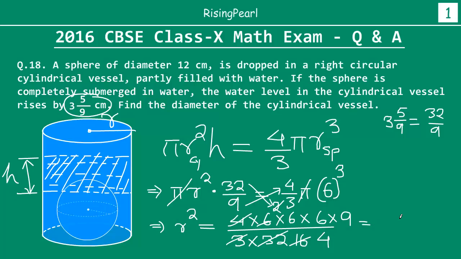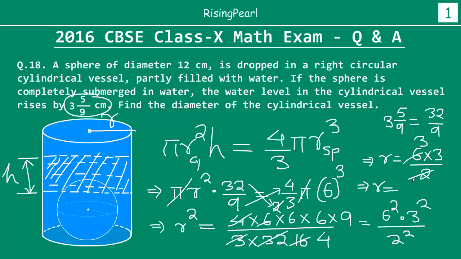So we have 6 square, we have 2 6s, 6 square times 9 can be written as 3 square and 4 can be written as 2 square. So r square is equal to this. So if r square is equal to this, then we can say from here that r will be equal to, if you take a square root of the entire thing, it will be 6 times 3 times 2, and 2 3s are 6, so r is going to be equal to 3 3s are 9 centimeter. All the units are in centimeter.